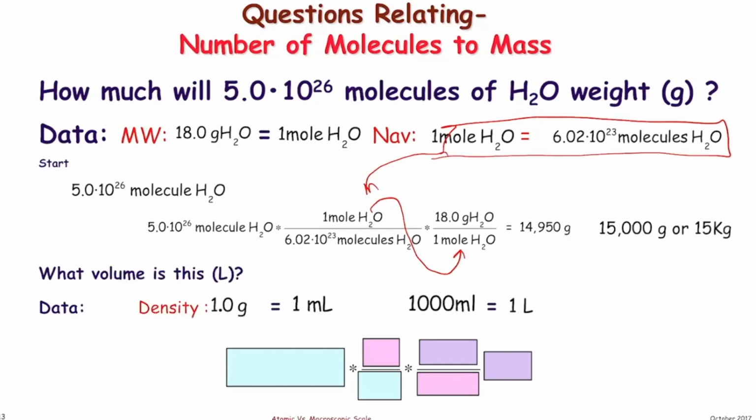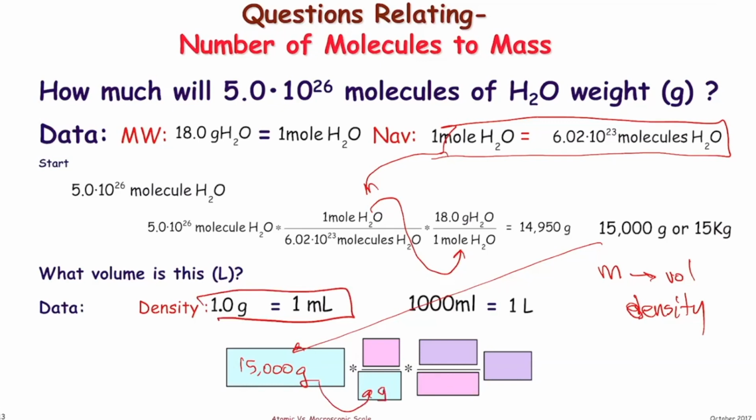What is the volume of this water in liters? What you need to do is worry about the density, because the mass and the volume is related by the density of the material, okay? The mass and the volume is related to the density of that material. So we start with 15,000 grams.